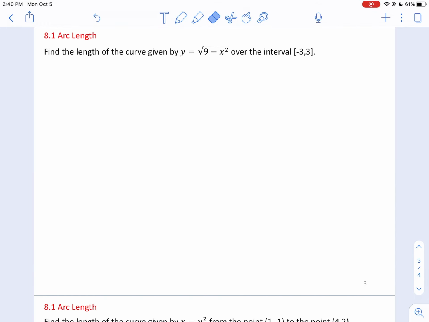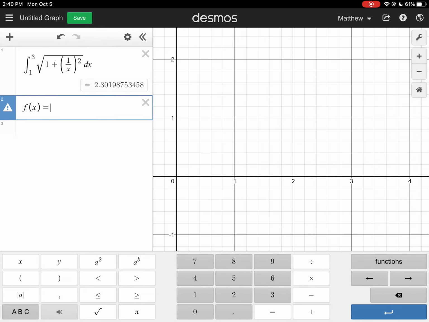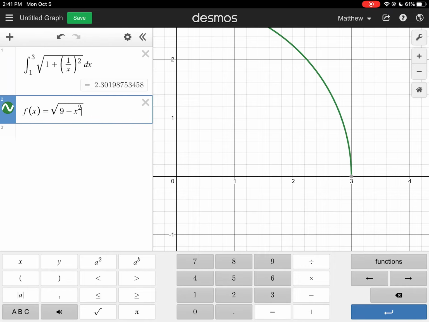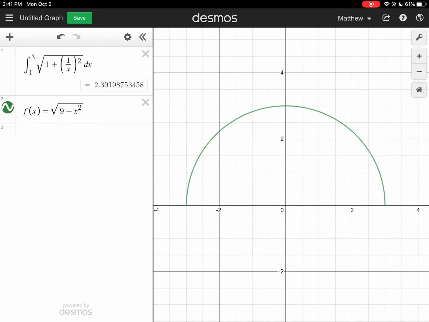Find the length of the curve given by y equals the square root of 9 minus x squared over the interval from negative 3 to 3. I'm going to say f of x equals, instead of y, so I can refer to the function f later, square root of 9 minus x squared. Oh, strange, it looks circular, doesn't it? Top half of a circle, and it is.